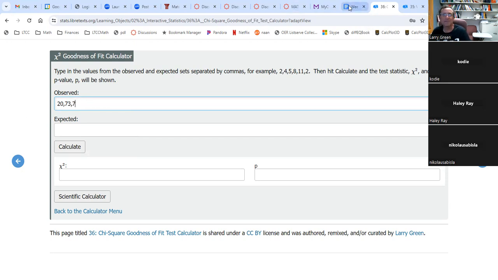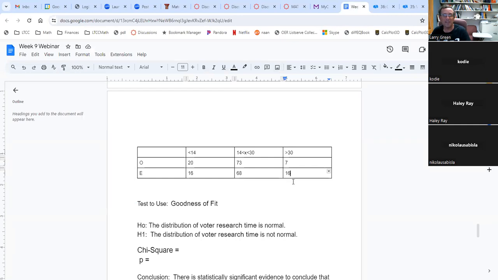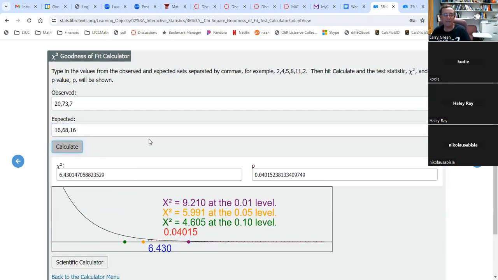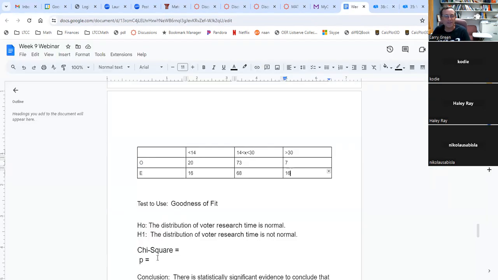Separated by commas. The expected values are 16, 68, and 16. And hit calculate. Any questions on that? Okay, so notice the chi-squared test statistic is about 6.43. So the test statistic, chi-squared, is 6.43.